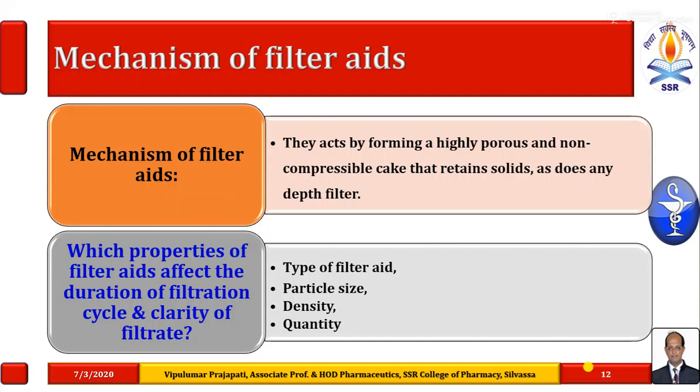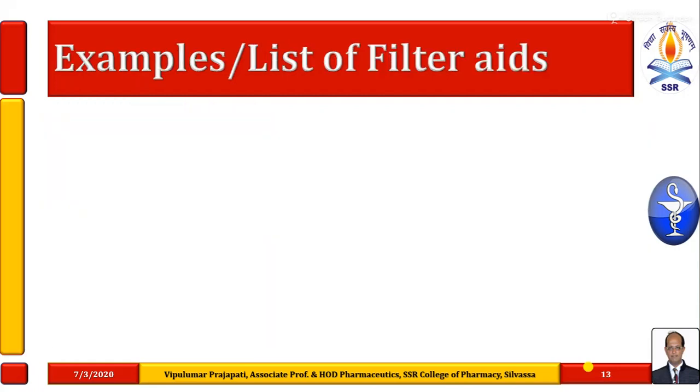Generally, the type of filter aid, particle size of filter aid, density of filter aid, and quantity of filter aid, all these are going to affect the overall duration of any filtration cycle and the clarity of the filtrate obtained. Other properties are also going to be affected. But before discussing the different ideal properties of filter aids, we have to discuss various examples or a list of filter aids.